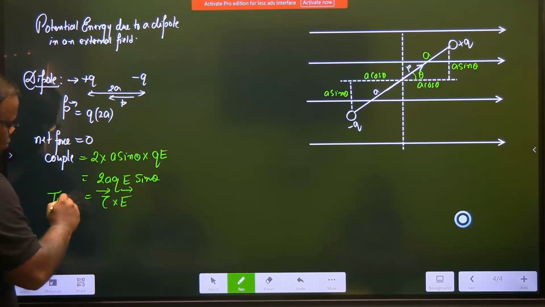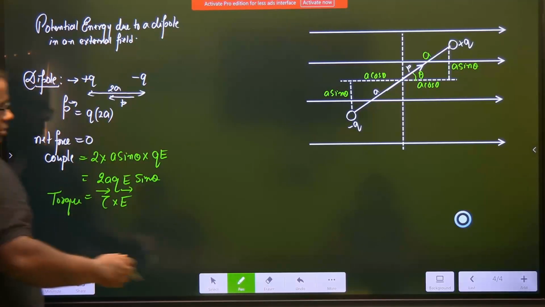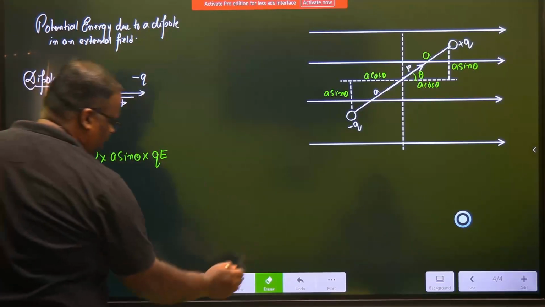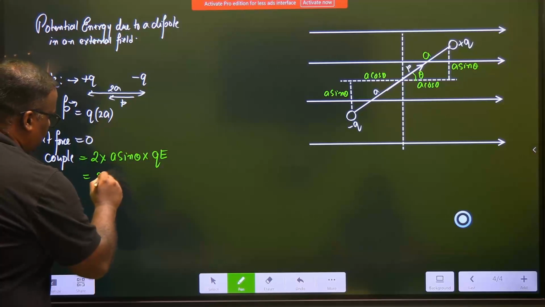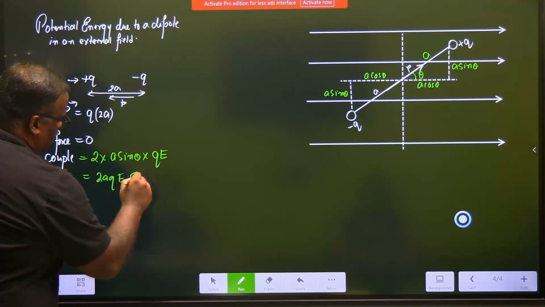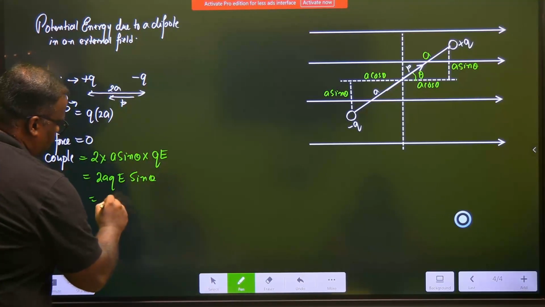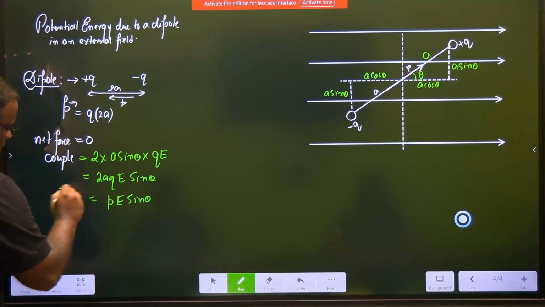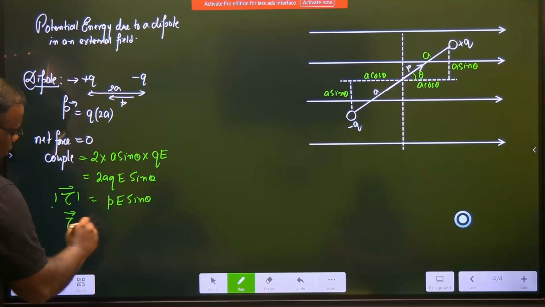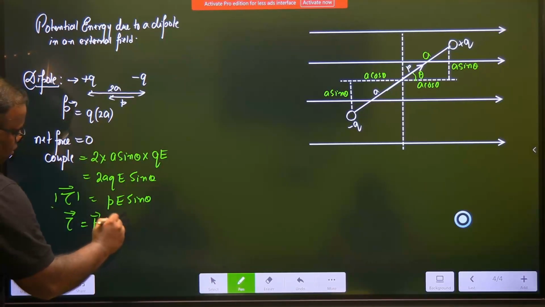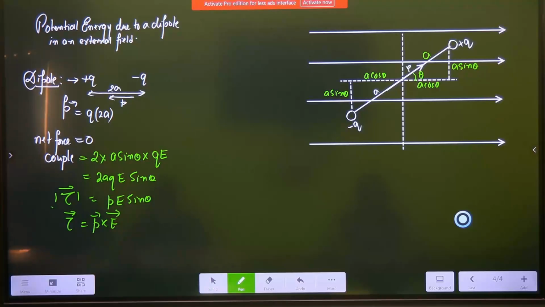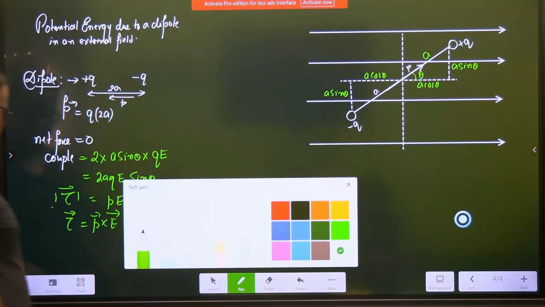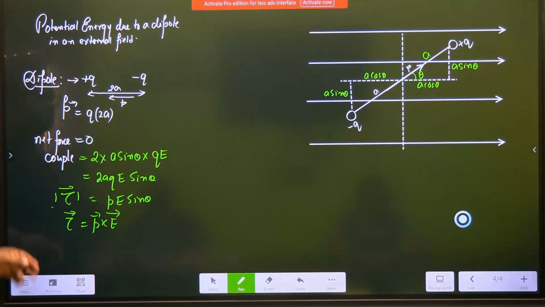This couple actually gave you a torque. So this is 2aq into E sine theta, which is PE sine theta. And this was nothing but the magnitude of the torque. So the torque experienced by a dipole is always P cross E. This much we have learned already in chapter number 1.